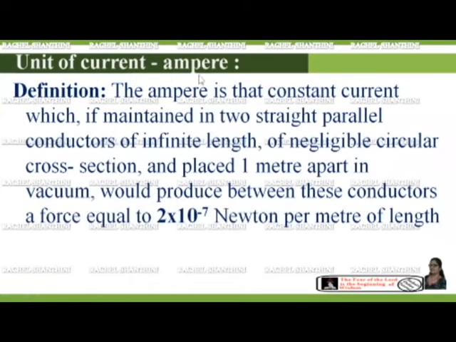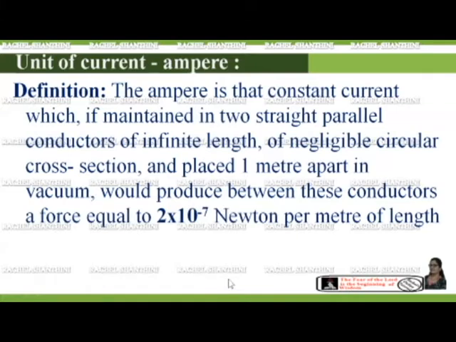Unit of current is the ampere. Definition: the ampere is that constant current which, if maintained in two straight parallel conductors of infinite length, which means they should have a long length and negligible circular cross section, and these two straight parallel conductors should be placed 1 meter apart in vacuum, would produce between these conductors a force equal to 2 into 10 to the power of minus 7 Newton per meter of length.